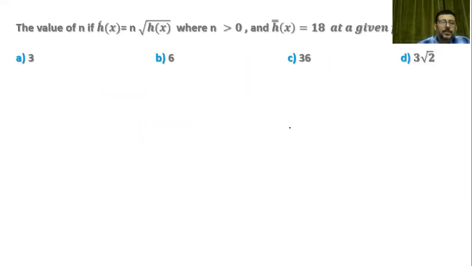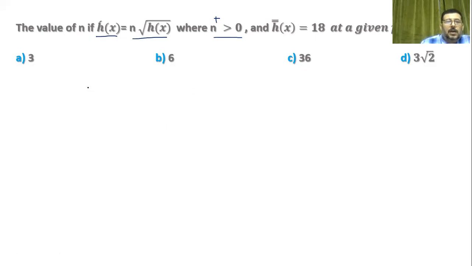Next question. This question is easy, but it needs careful reading. The given is h prime is n square root of h, where n is greater than 0, so n is positive, and h double prime, the second derivative of h, equals 18. Find the value of n.